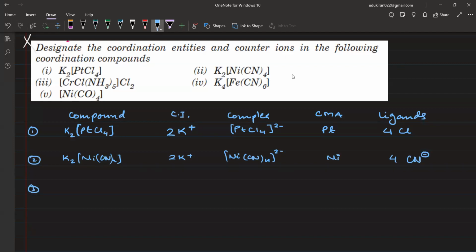Third, we have CrClNH3 whole 5. Outside the coordination sphere, we have 2 chloride ions, so it will be 2 Cl negative. Inside the coordination sphere, you'll have CrClNH3 whole 5. And then here we are going to have 2 positive charge, because here we have 2 negative. The central metal atom is going to be chromium, and the ligands are 1 chlorine and 5 NH3.